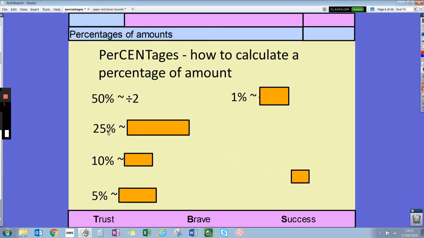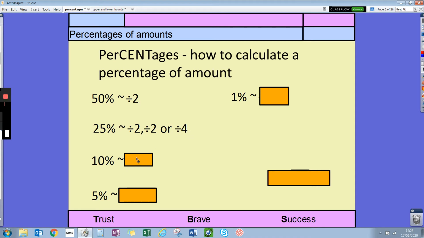Okay, 25% goes into 100 4 times. 25, 50, 75, 100. So to find 25% of an amount, we'd divide by 4, which is the same as dividing by 2 and then dividing by 2 again. So whichever method you prefer, they both give the same answer.